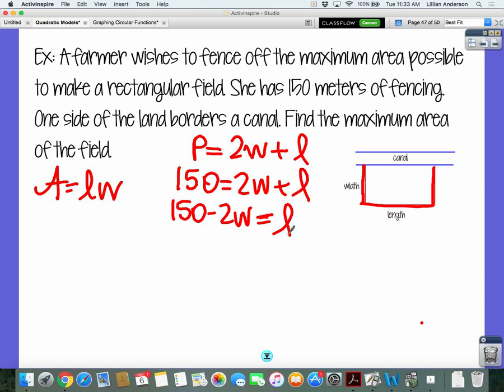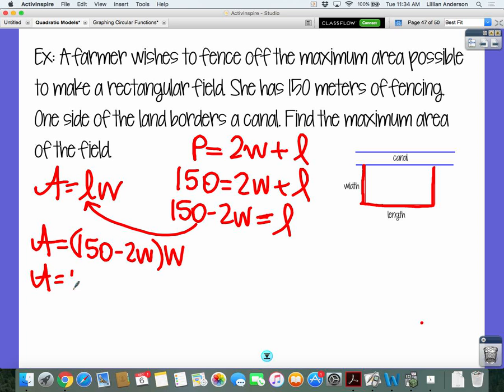So there it is. Okay, you have length in terms of width, which means that we can take this 150 minus 2W and plug it in here. Is everybody still with me? Yeah. So now we'll have an equation to find our maximum area that is in 2 variables and not 3. Let's simplify that. What can I do to make that a little nicer? Distribute. So I'm going to distribute the W to both. And my area equation is 150W minus 2W squared.